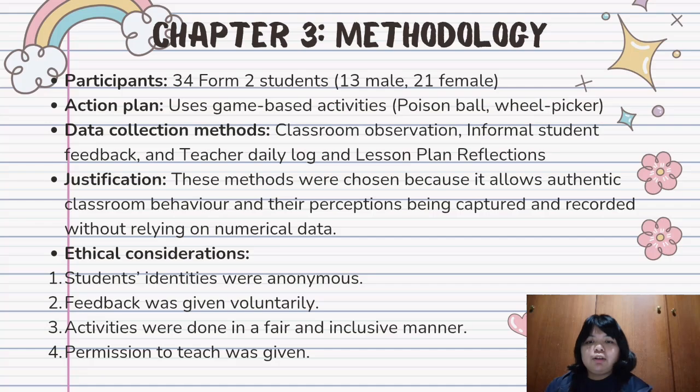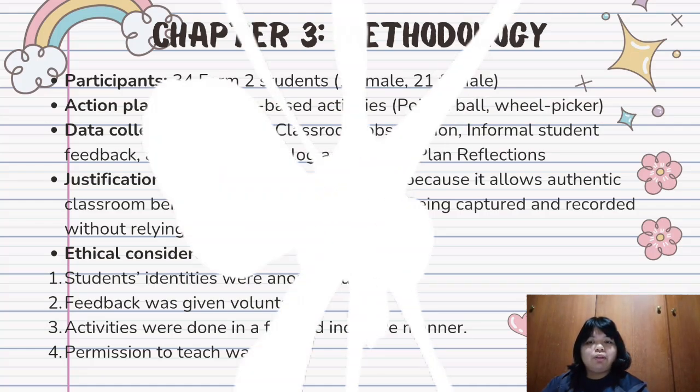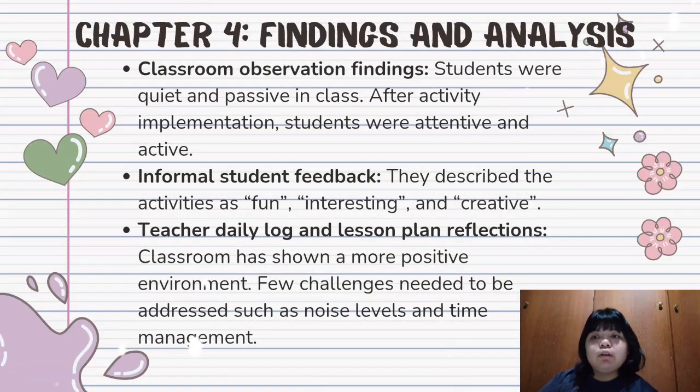So there are a few ethical considerations when doing this action research, which is students' identities were anonymous. After that, feedback was given voluntarily. Next, activities were done in a fair and inclusive manner. And last but not least, permission to teach was given. Now we're moving on to the next chapter, which is chapter 4, findings and analysis.